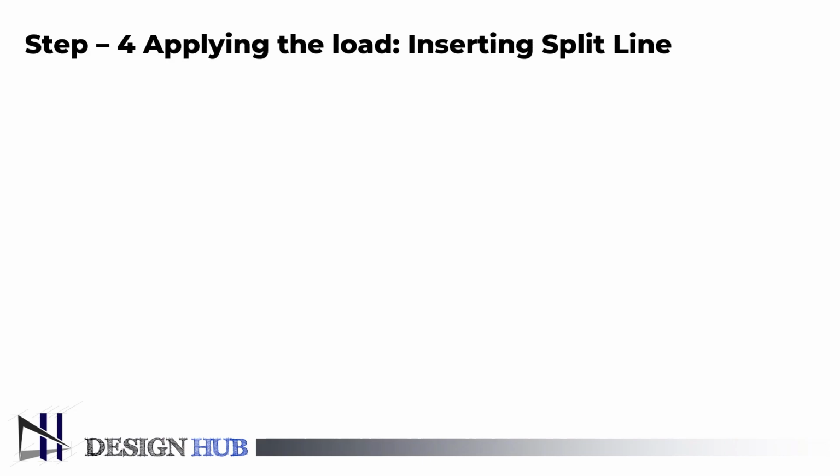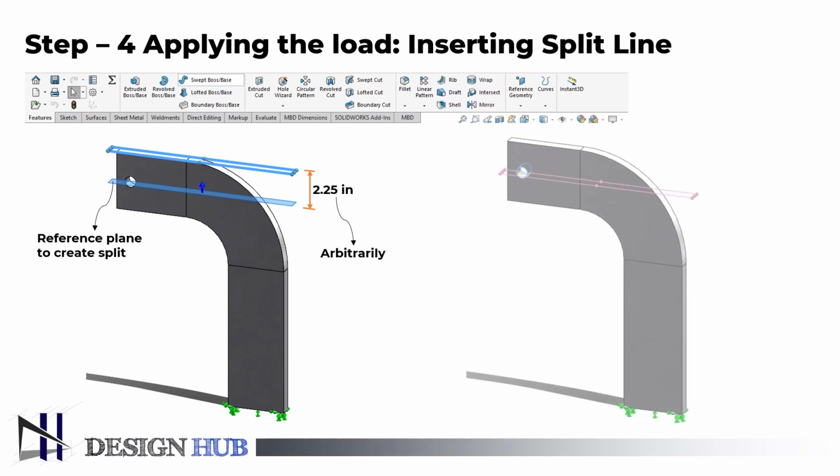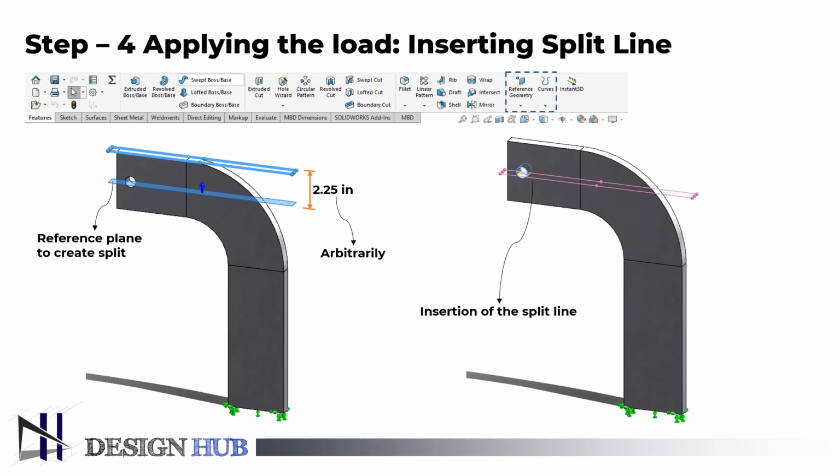Step 4 is applying the load to the model. Before assigning load conditions to the model, we will insert a split line. For that, we will place a reference plane at 2.25 inches from the top plane of the model. You can access this from the Features section under Reference Geometry. Afterwards, under Curves, select the split line and create an intersection type of split in the model.